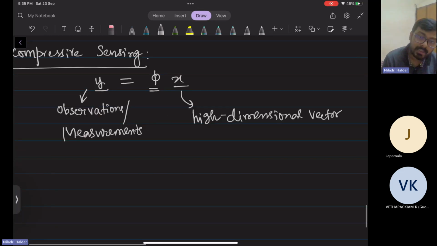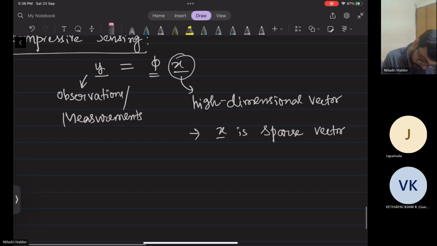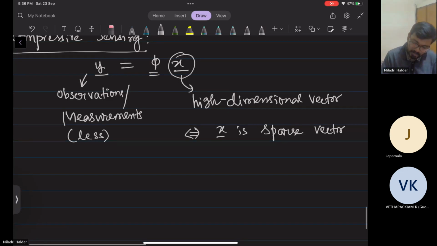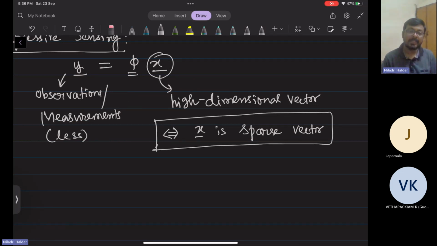Suppose we have a very small number of measurements, less measurements. Now we need to find out this x using this system model. That is possible only if this x is sparse. Sparse means there will be so many zeros in this x. Then we can find out x using this system model. So this x is a sparse vector. Then only we can find out x from this system model, where this measurement y is very less actually.